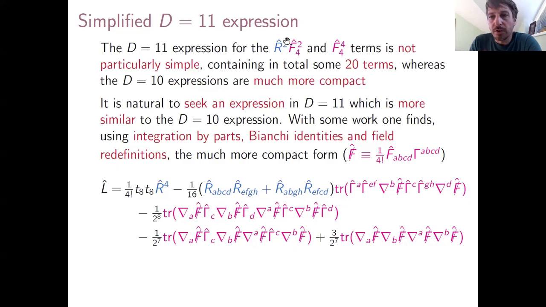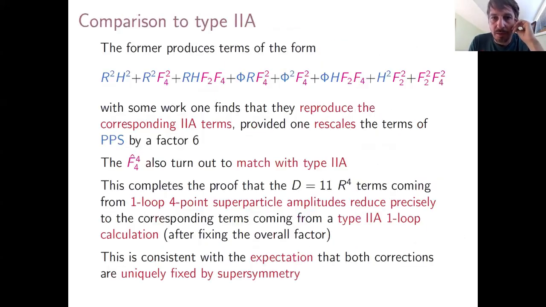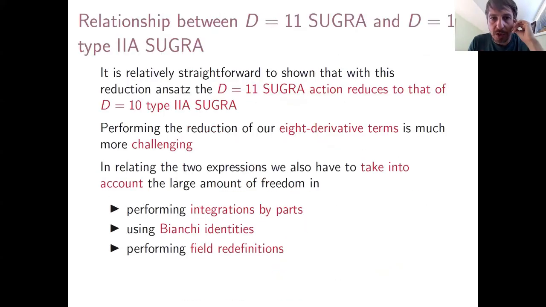Particularly the R to the 4 term was what we expect, t8 t8 R4, but we have these 11 R squared F4 squared terms and 10 F4 squared terms, so over 20 terms that did not have a particularly nice structure, whereas the 10-dimensional expression was much more compact, right? So maybe I'll go back to these expressions.